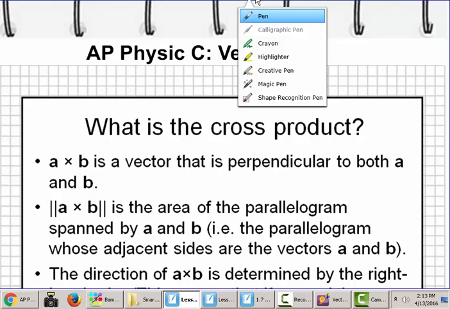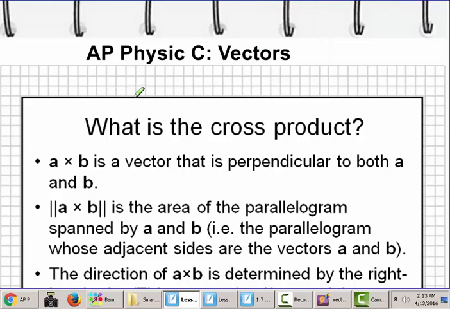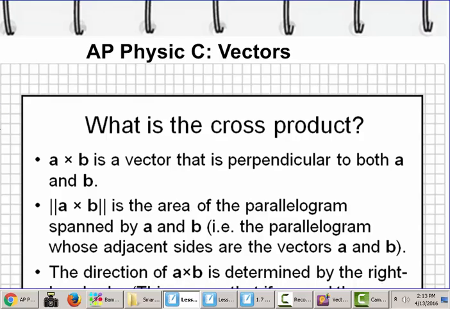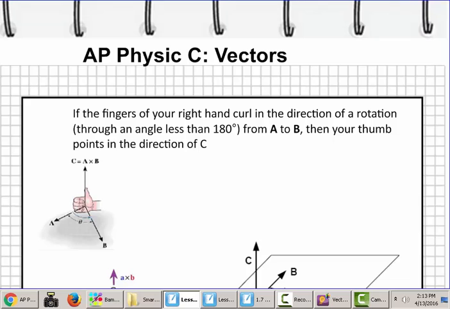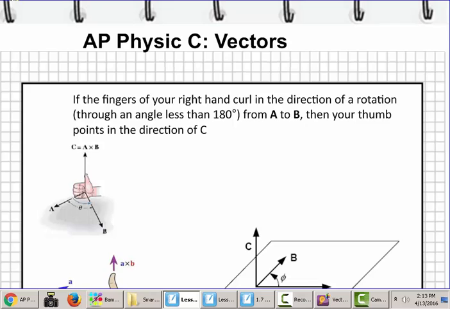Okay, another thing I would know, let me get a highlighter right here, would be to know how to do the cross product and the dot product. As far as the cross product, it is a vector that is perpendicular to both A and B. And again, the direction of the vector can be determined by the right-hand rule. What I mean by that is if you're going to do the cross product of A cross B, you point your fingers toward the direction of A, and then rotate them toward B, and your thumb will point in the direction of the perpendicular vector, which in this case would be the direction vector C.